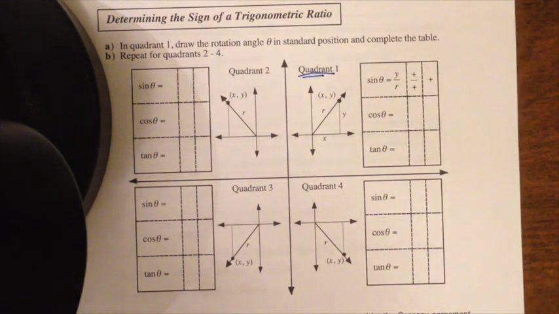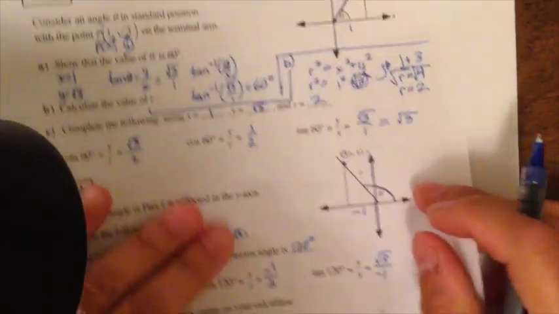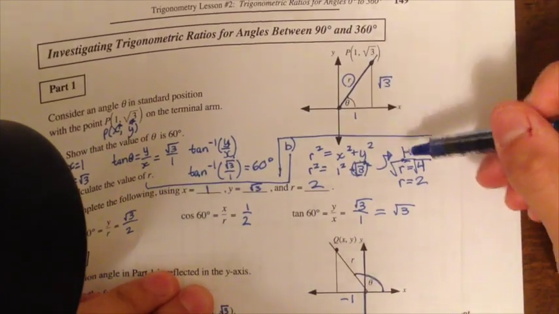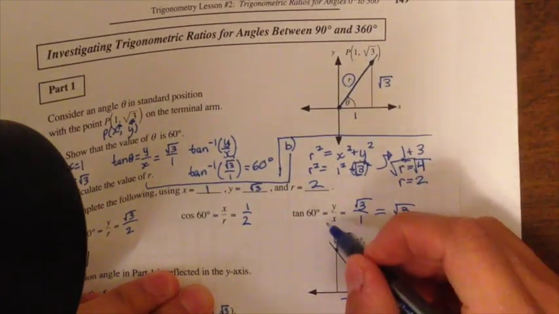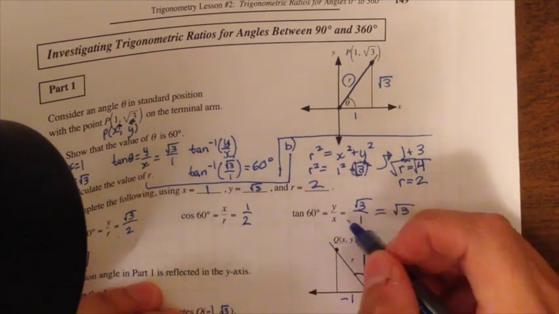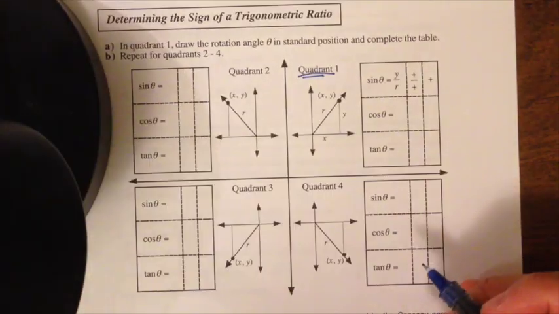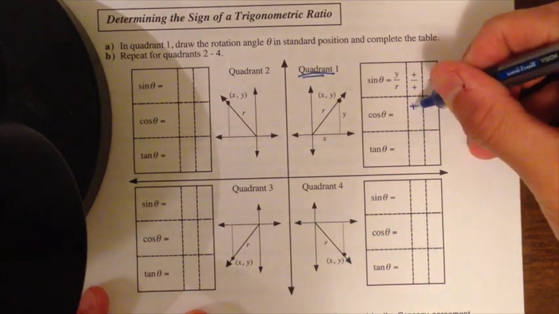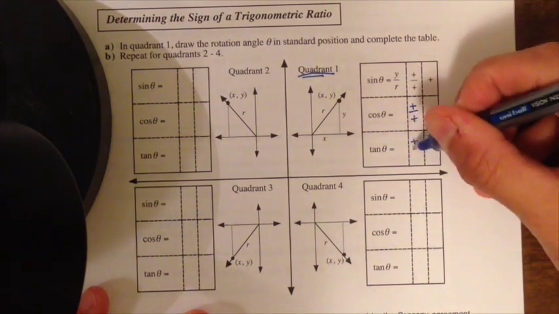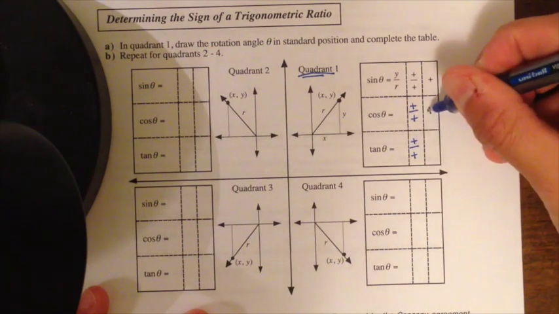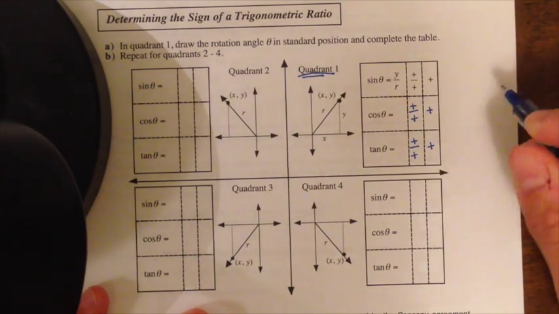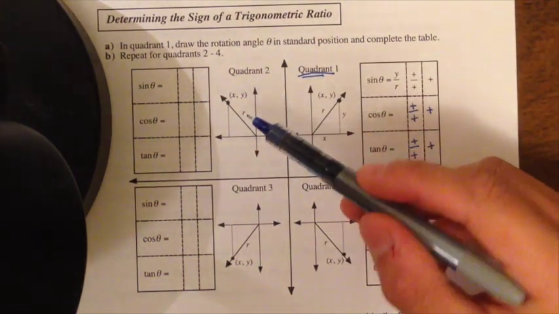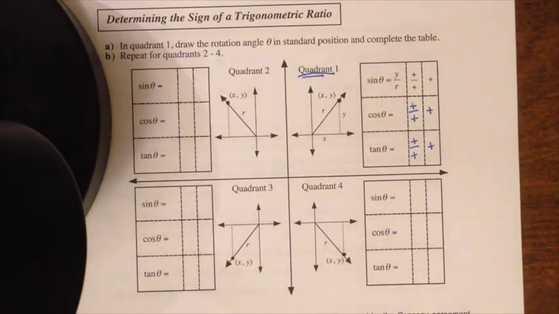So if we look at the triangle in quadrant 1, right here, and we look at all of our trig ratios, all of our trig ratios ended with a positive ratio. And so, since they all ended with a positive ratio, a positive over a positive, I'm going to say that they were all positive in our quadrant 1. Now let's move to quadrant 2 and examine what happened there.